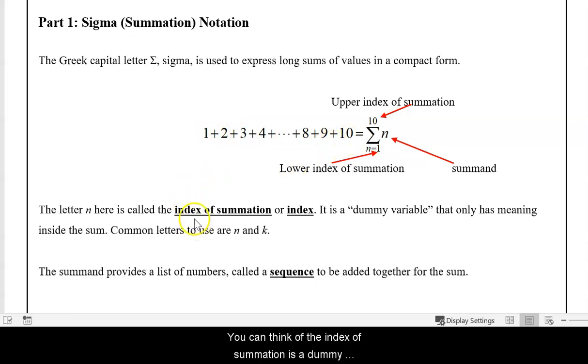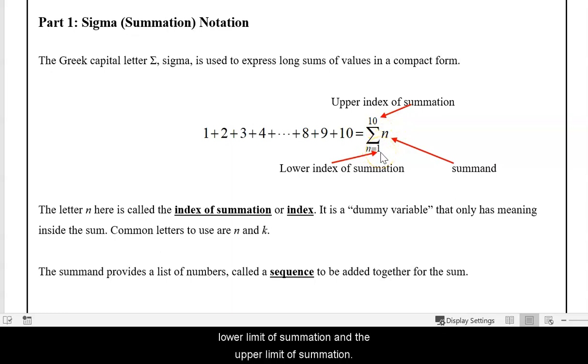You can think of the index of summation as a dummy variable that only has meaning inside the sum. It's common to see letters such as n or k used here, and it used to be that i was used quite a bit as well, but you don't see it as often because we now use i more often for the imaginary number.